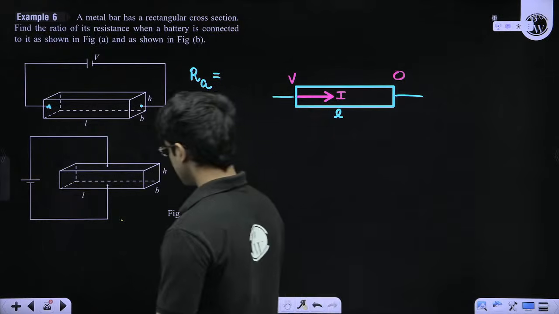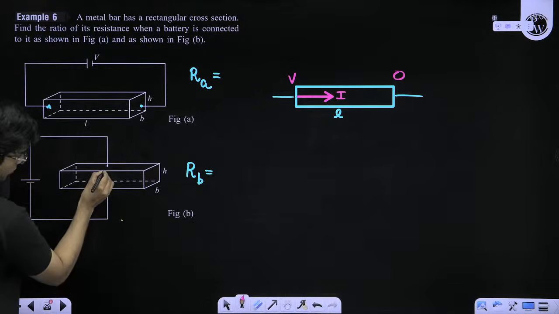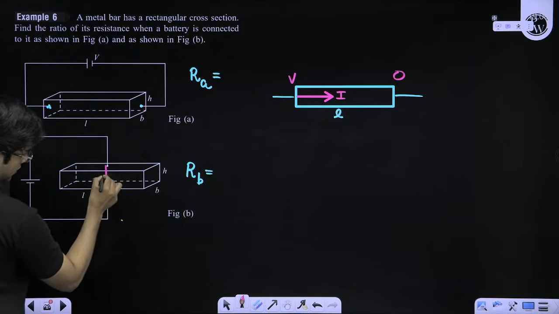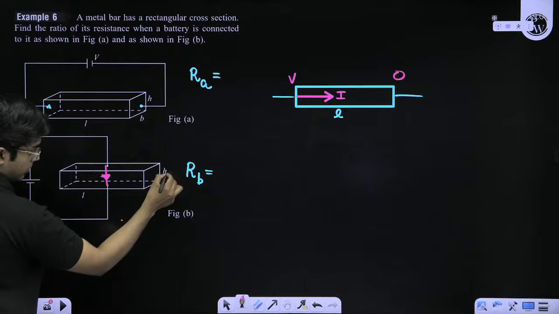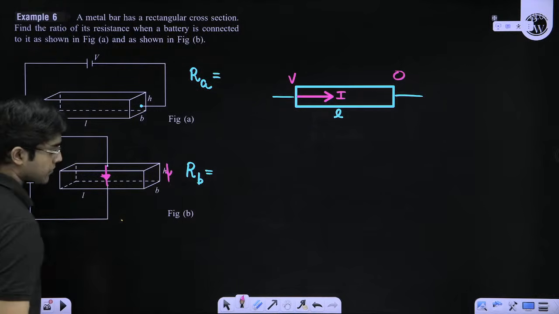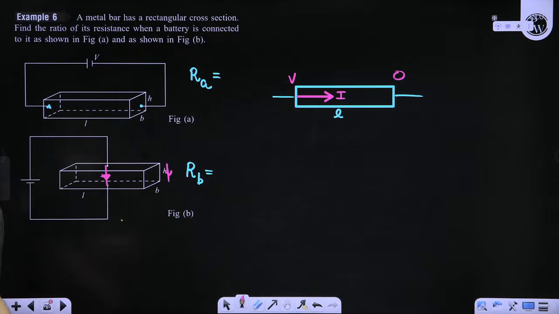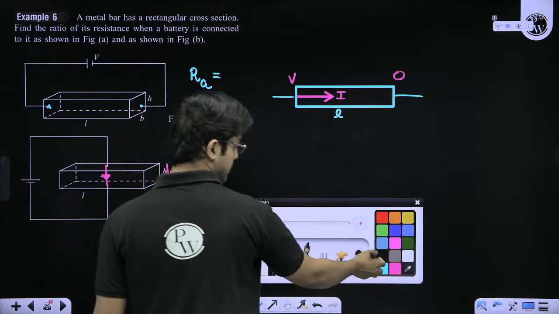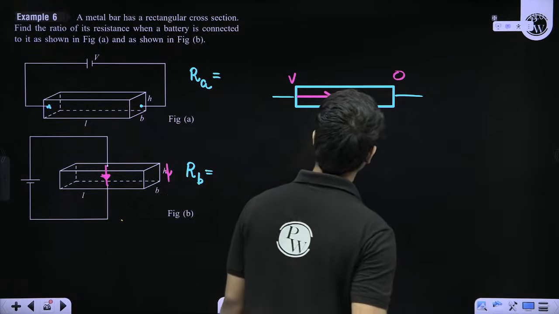In the second case, the difference is the current will be not along L but along H. In this case, the current will be along the H direction. So that is the main difference between case 1 and case 2. So now you can just use that formula, okay? The same cylinder formula, you can use it here also.